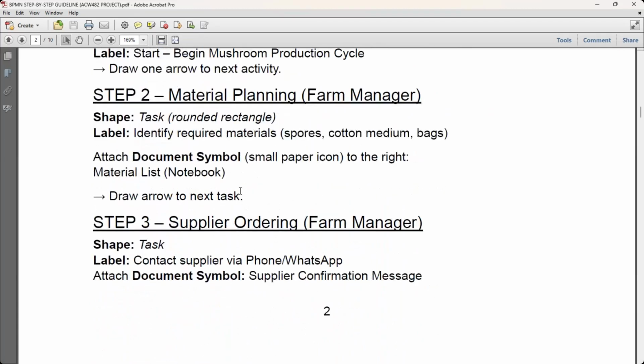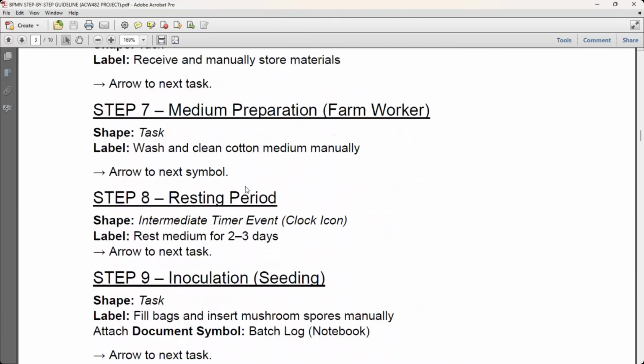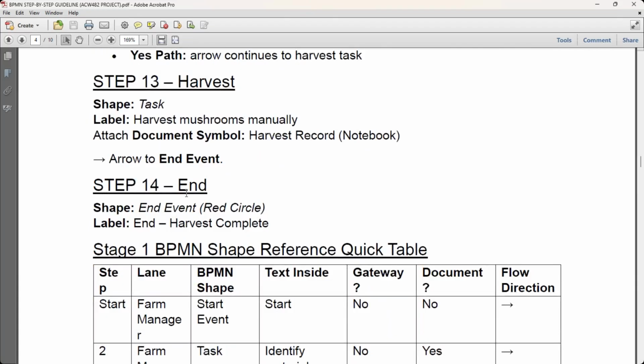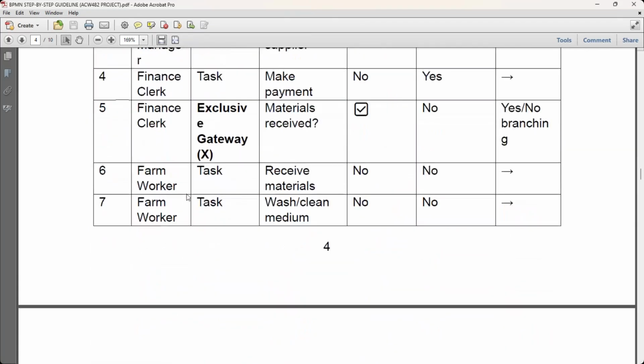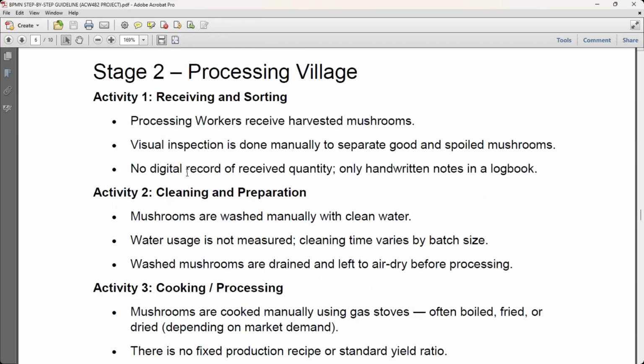And over here I have the steps. We'll go through them one by one, but by the end of step 14, we'll be completing the diagram, as simple as that. Let me just go through all of this with you so that we know what we're going to draw.